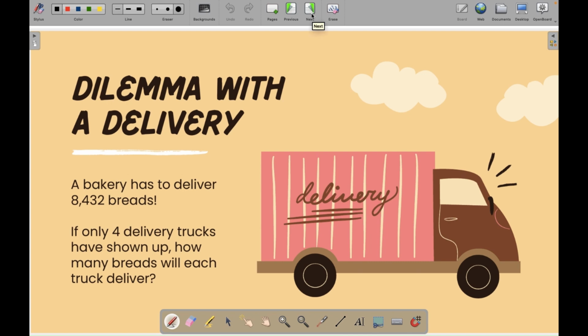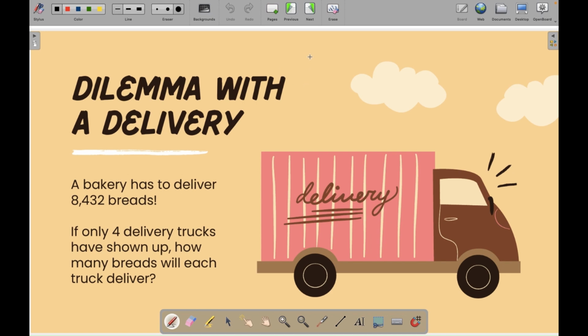Now again, we will not be given direct questions related to division, we'll be given word problems. Before directly going to previous year questions, let us see some simple word problems. A bakery has to deliver 8,432 breads. If only 4 delivery trucks have shown up, how many breads will each truck deliver? Now we have only 4 trucks and we have to deliver 8,432 breads. Assuming that each truck will have the same number of breads, how do we find that?